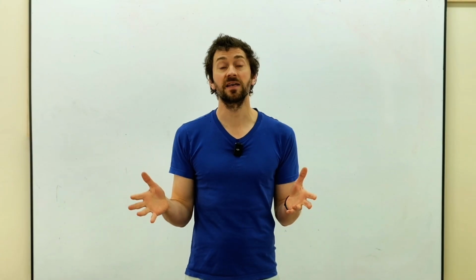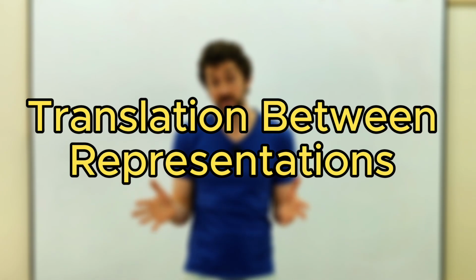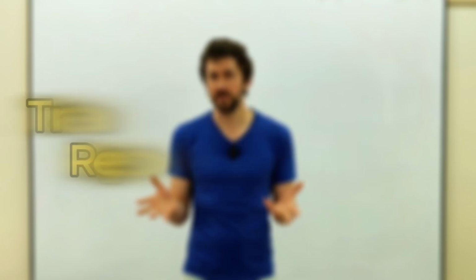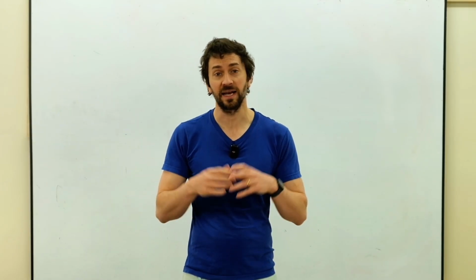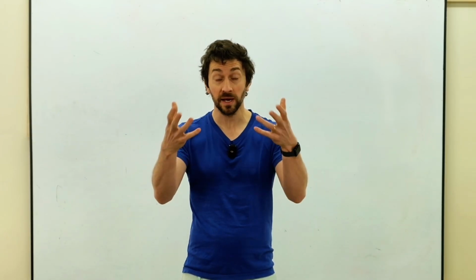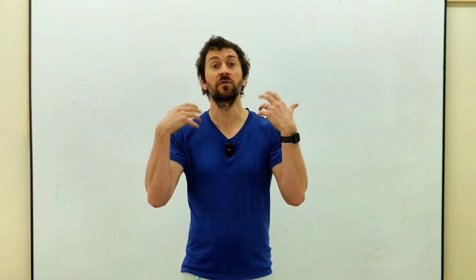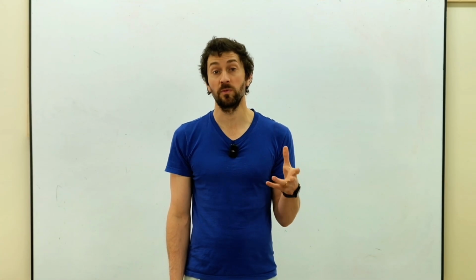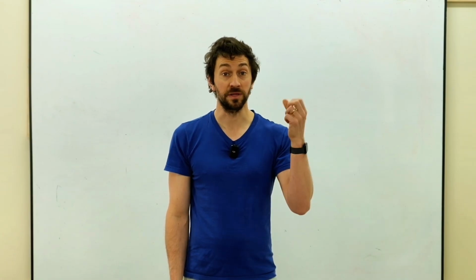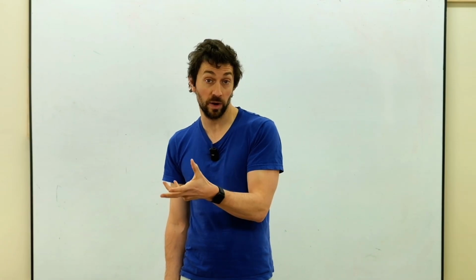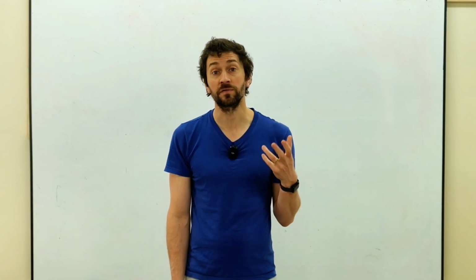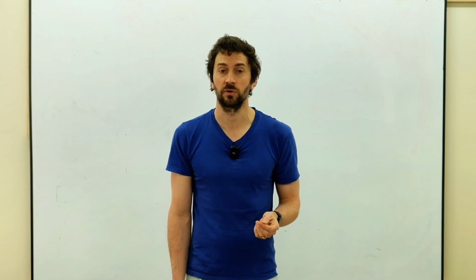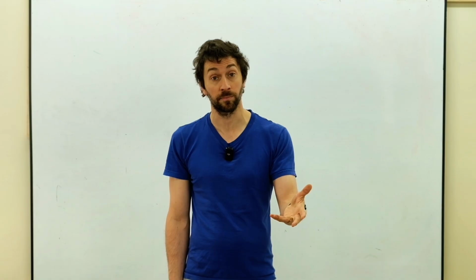The second kind of FRQ is called translation between representations. What's a representation? The idea is that in physics, we'll have some kind of situation, and there are different ways that we can represent it. The most common ways we represent things in physics are with diagrams and equations. But there are a number of key representations that you should have studied in your AP Physics course that they'll expect you to be able to produce.